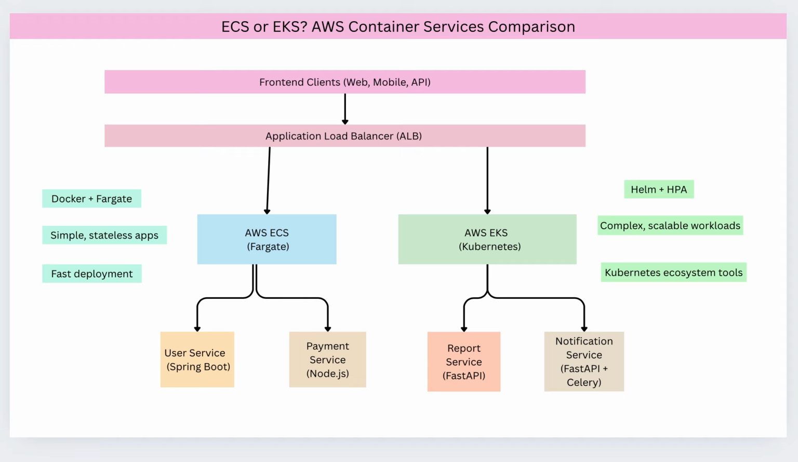Here's the deployment environment strategy we followed. Simpler, stateless microservices that have predictable workloads and fewer complex networking needs are deployed on ECS, Fargate. Whereas complex, scalable, and asynchronous services, those that require advanced orchestration features, run on EKS, Kubernetes.